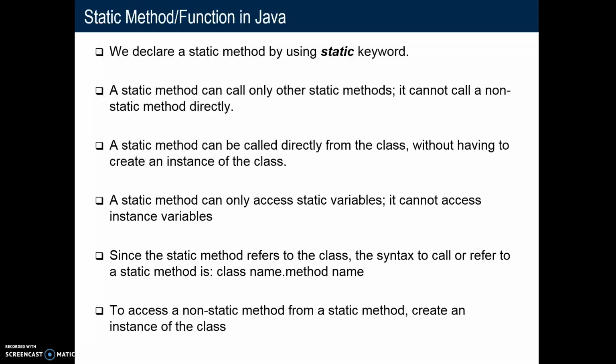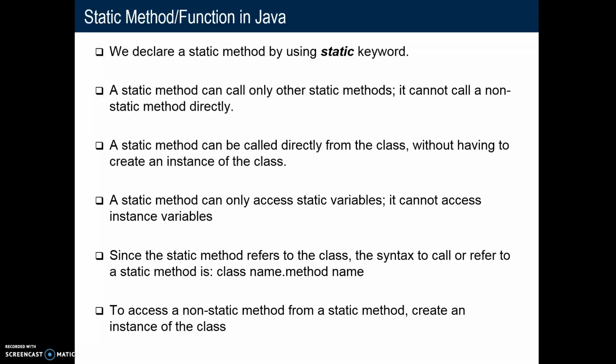Today we will discuss a static method or function in Java. We need a static keyword to declare a static method. This is the first thing we can learn: how to define a static method. So a static method can call only other static methods. It cannot call a non-static method directly.